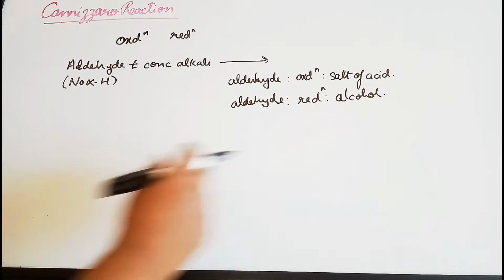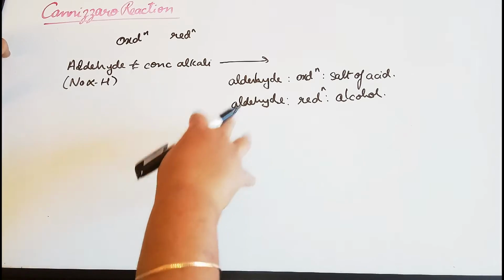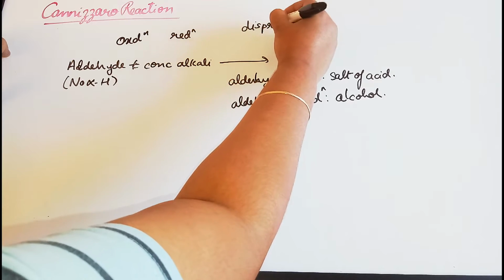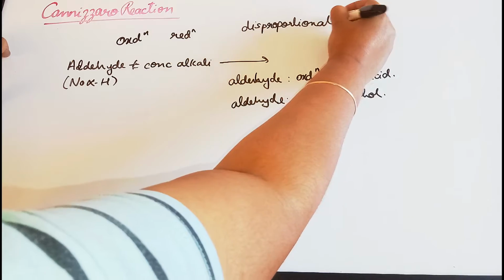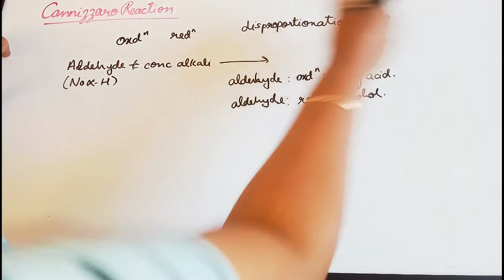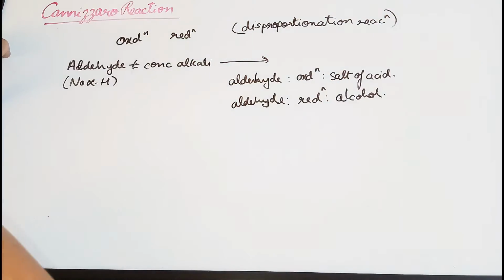So this particular process of a substance undergoing simultaneous oxidation and reduction is called disproportionation. Remember, there is simultaneous oxidation as well as reduction taking place.